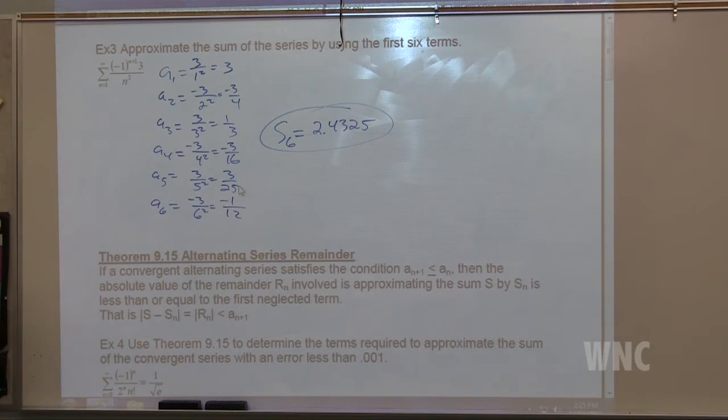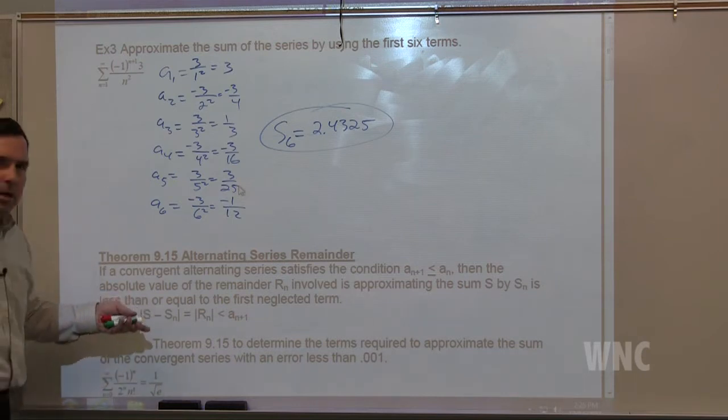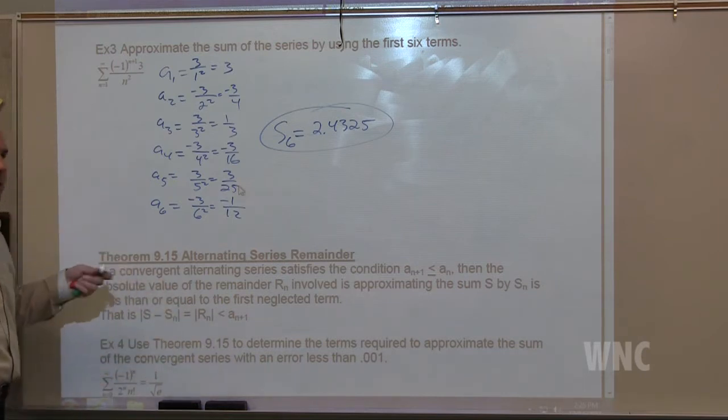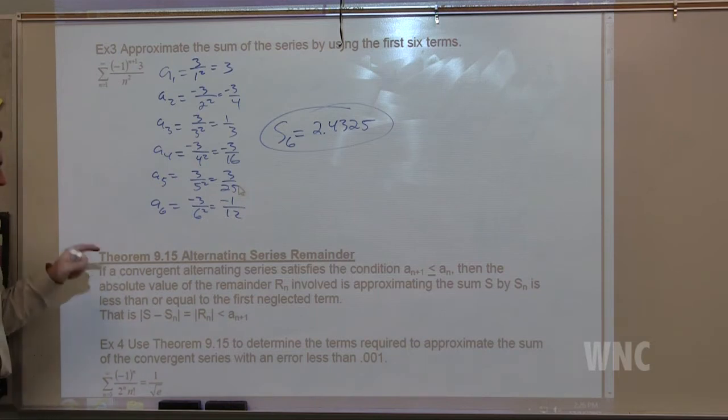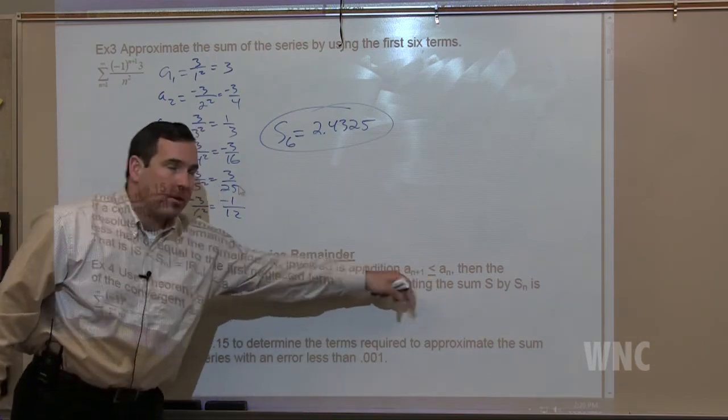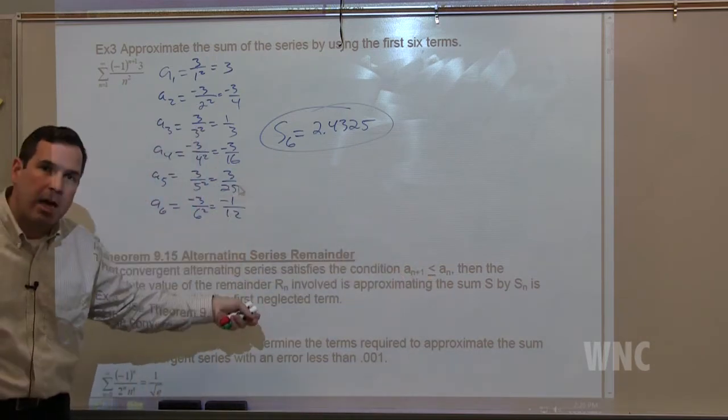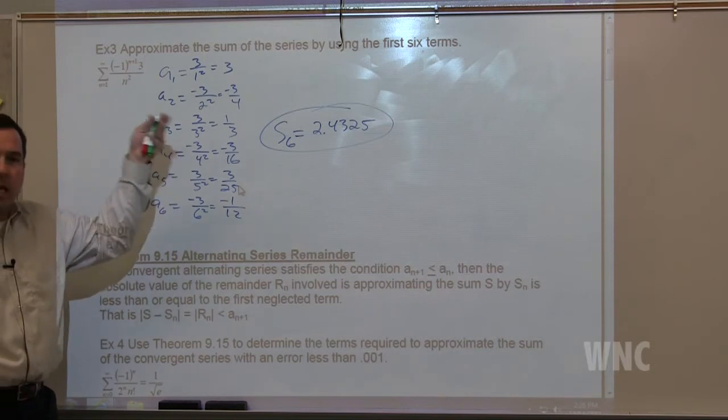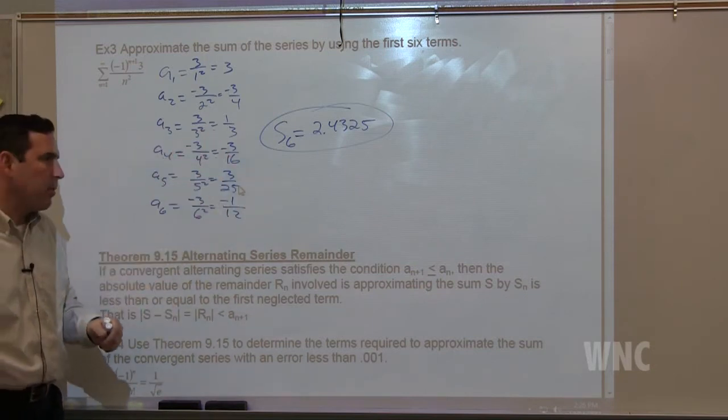Okay. Now, this is an important theorem here. I'm not really big into remainders or approximations of function or approximation rules, but theorem 9.5 is really useful here. Alternating series remainder: if a convergent alternating series satisfies the condition that a sub n plus 1 is less than a sub n, and we said in this case they're getting smaller every time, if you don't worry about the negative, each successive term is getting smaller.